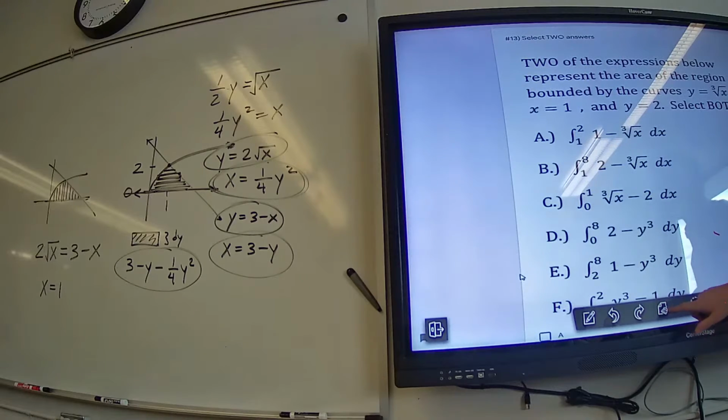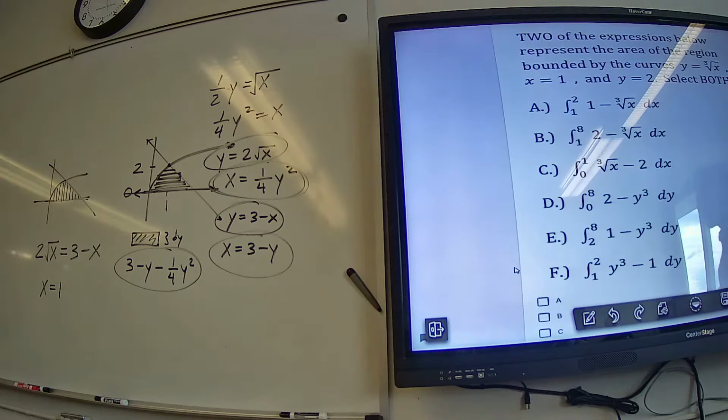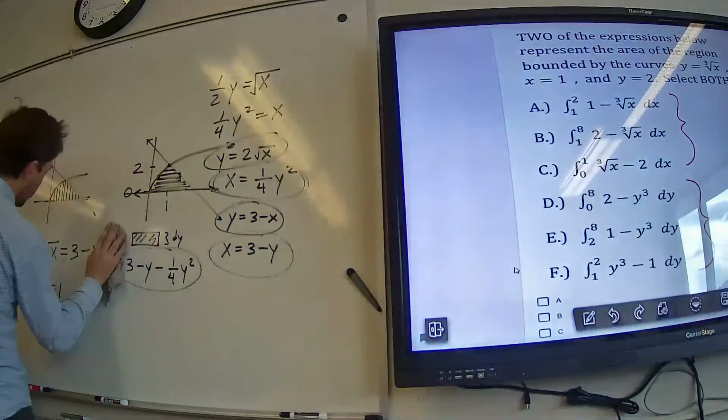All right, so 13: 2 of these expressions represent a certain region's area. What are they? So 3 of them you can see are x integrals and 3 of them are y integrals. Are we okay with that? So it's probably going to be 1 from each.